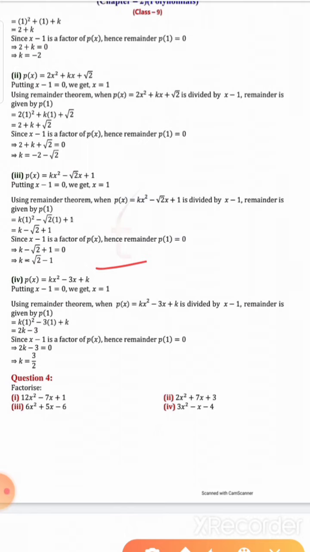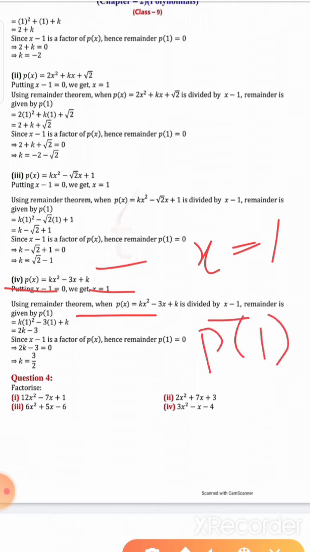Question number 4 is p of x is equal to kx square minus 3x plus k. Again, putting x minus 1 equal to 0, we get the value of x equal to 1. Using the remainder theorem, when p of x is equal to kx square minus 3x plus k is divided by x minus 1, the remainder is p of 1. Substituting x equal to 1 in our polynomial, we get k into 1 square minus 3 into 1 plus k. Simplifying, we get the polynomial is 2k minus 3.